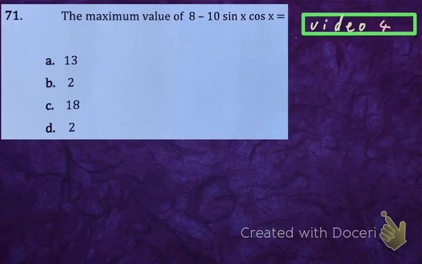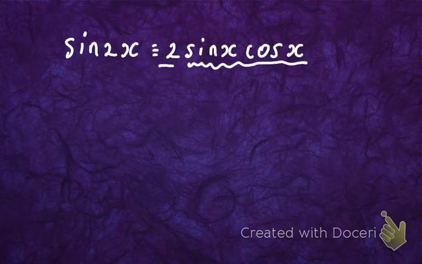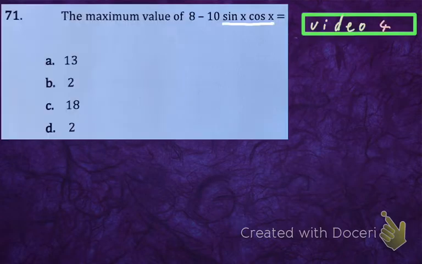Video 4, question 71: the maximum value of 8 minus 10 sin x cos x. Now the moment you see the expression sin x cos x next to one another, one possibility is to consider the identity 2 sin x cos x is equal to sine of 2x. That's exactly what we will do here.